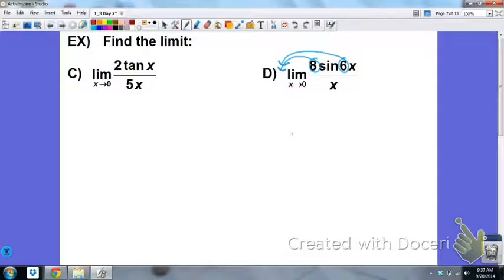So the 8 times 6 is 48. So technically we have 48 times the limit as x approaches 0 of sine x over x. We know that the limit as x approaches 0 of sine x over x is 1. So our answer, 48 times 1, which is equal to 48.